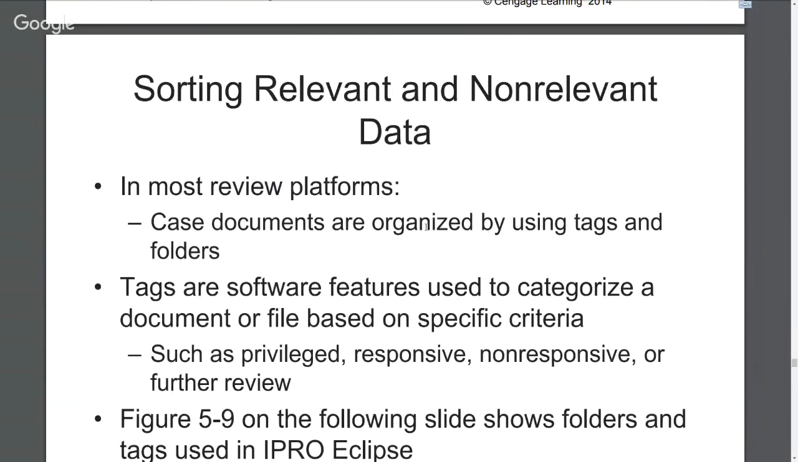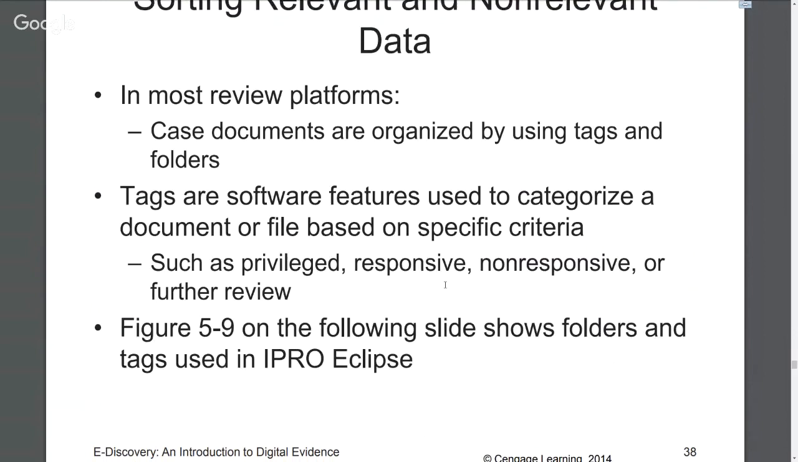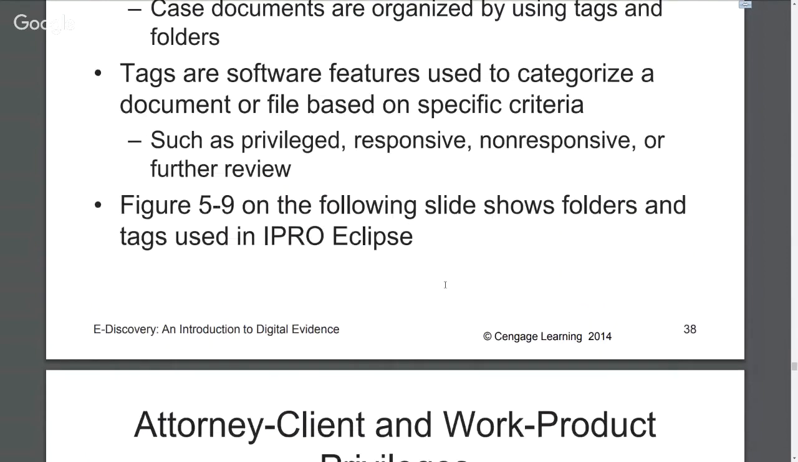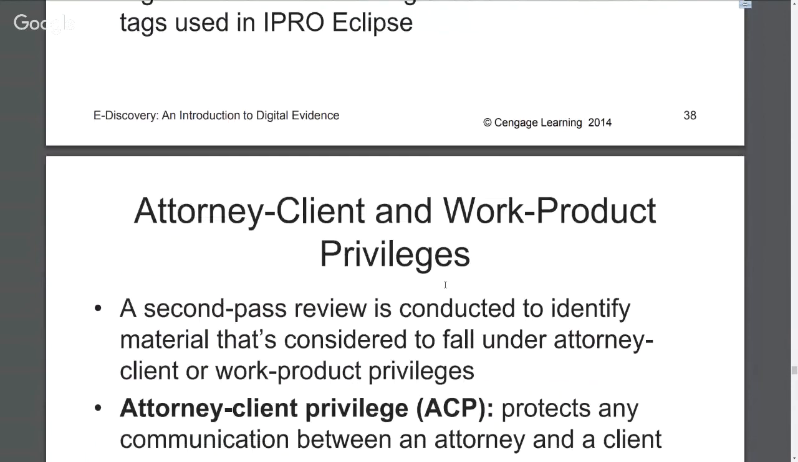Case documents are organized using tags and folders. These software tags and folders are based on specific criteria like privilege, responsive, non-responsive, or further review. On 5.9 in your book, you'll notice the IP Pro Eclipse screenshots of that.